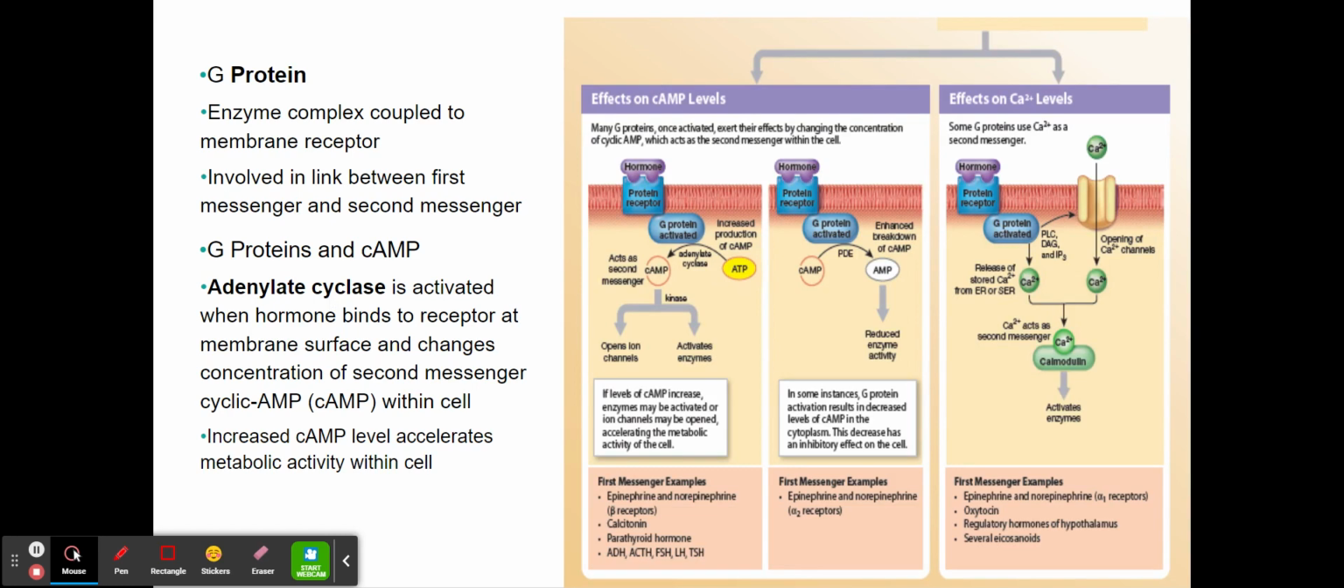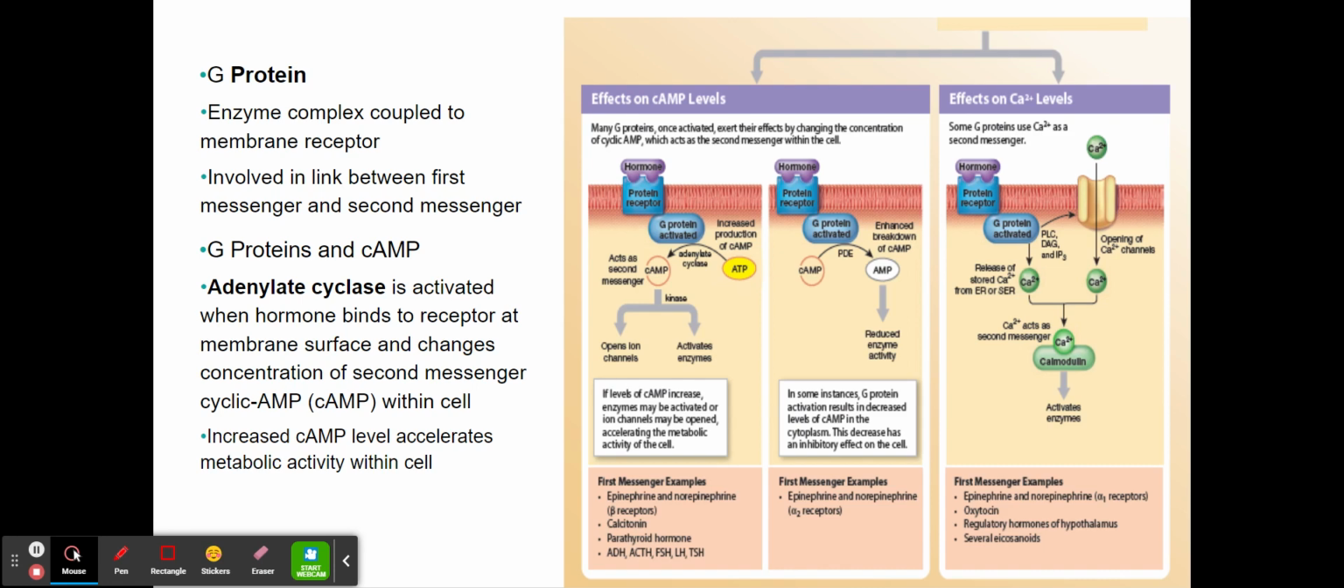The link between the first messenger and secondary messenger generally involves a G protein, which is an enzymatic complex coupled to a membrane receptor. The name G protein refers to the fact that these proteins bind GTP. In the figure here, it shows how a G protein is activated when a hormone binds to its receptor at the membrane.